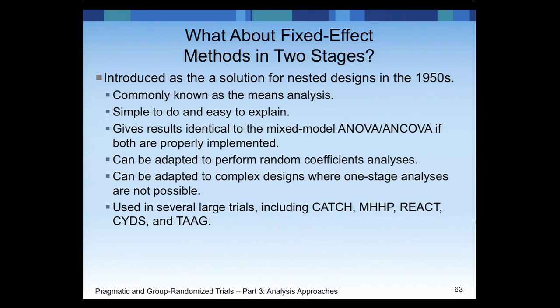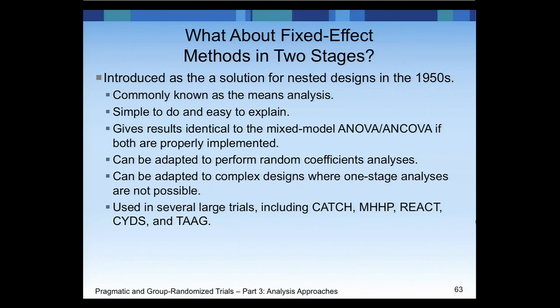If we have data that are balanced, we're going to get exactly the same result that we would get from a mixed model analysis of variance or covariance, so long as both the mixed model is properly implemented and the two-stage analysis is properly implemented. If we have unbalanced data, we can still get the same result. We just have to weight the means in the second stage of the two-stage analysis to reflect the uneven sample sizes in each of the groups.